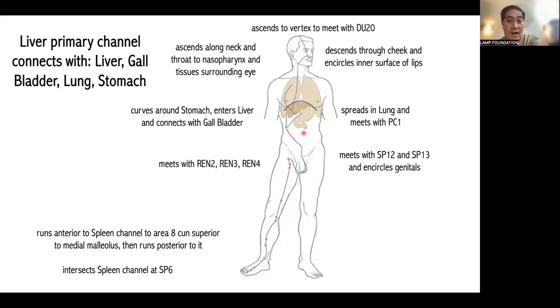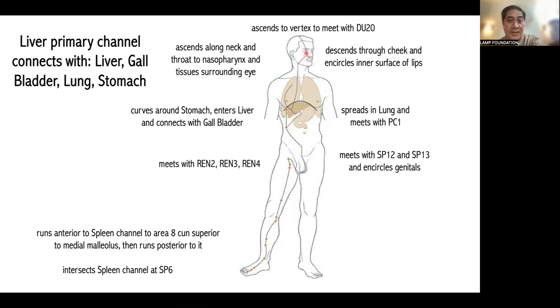Then the channel continues upwards across the diaphragm and costal region, traverses the neck posterior to the pharynx and enters the nasopharynx, connecting with the tissue surrounding the eye. Finally, the channel goes up across the forehead and then to meet the Du channel at the vertex. What do you call this point? Du 20. Then a branch separates below the eye and then it circles the inside of the lips.